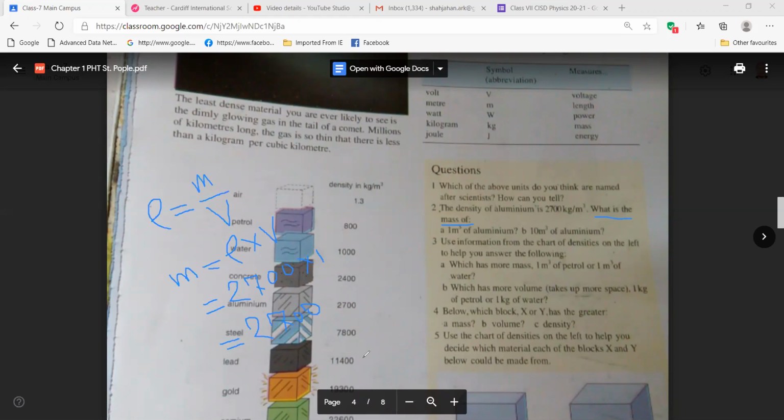Is it clear, everyone? Question 2. Yes, sir. So we can go to question 3. We will solve question 3. Shahadat Akhtar Talukdar. Where is Shahadat Akhtar Talukdar?